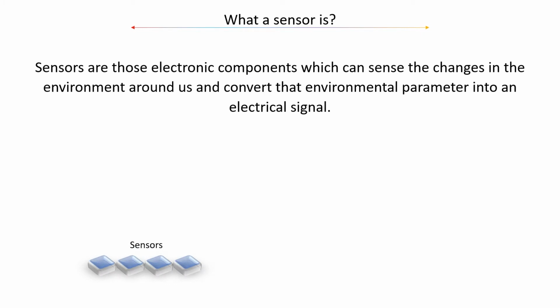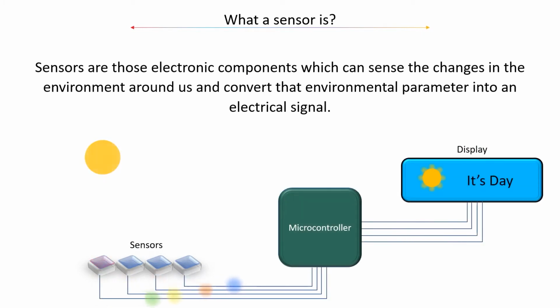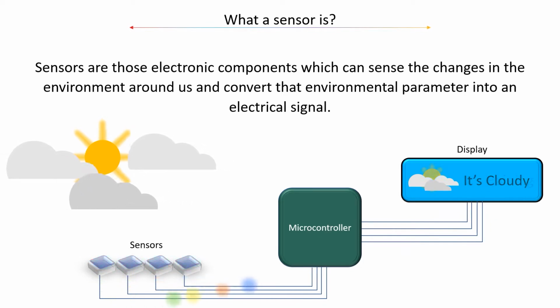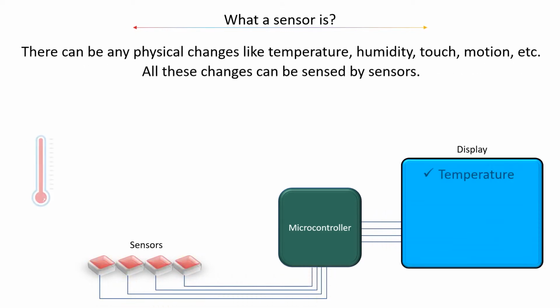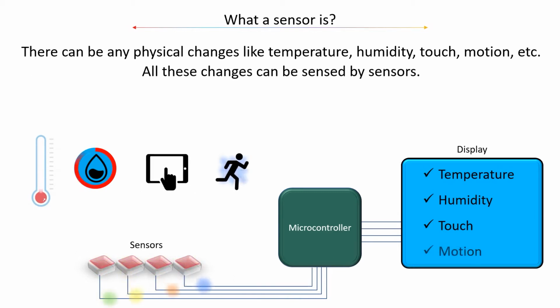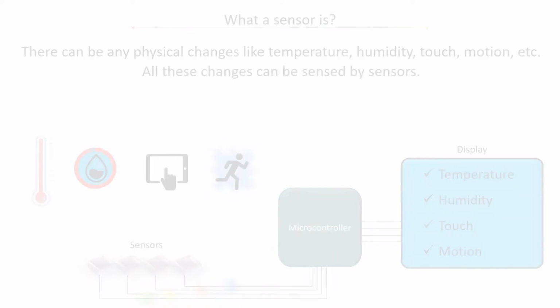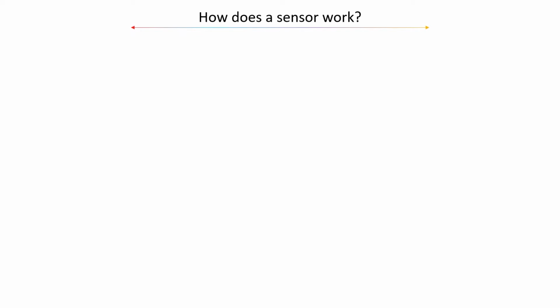Sensors are those electronic components which can sense the changes in the environment around us and convert that environmental parameter into an electrical signal. There can be any physical changes like temperature, humidity, touch, motion, etc. And all these changes can be sensed by the sensors. So now let's see how does a sensor work.